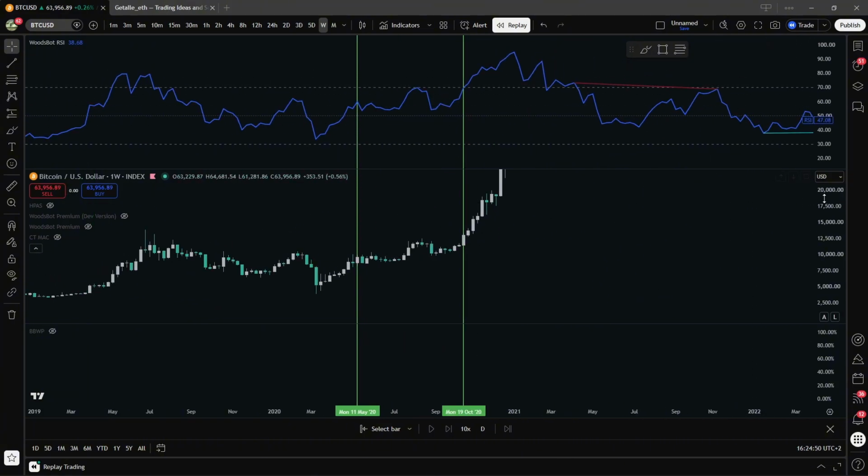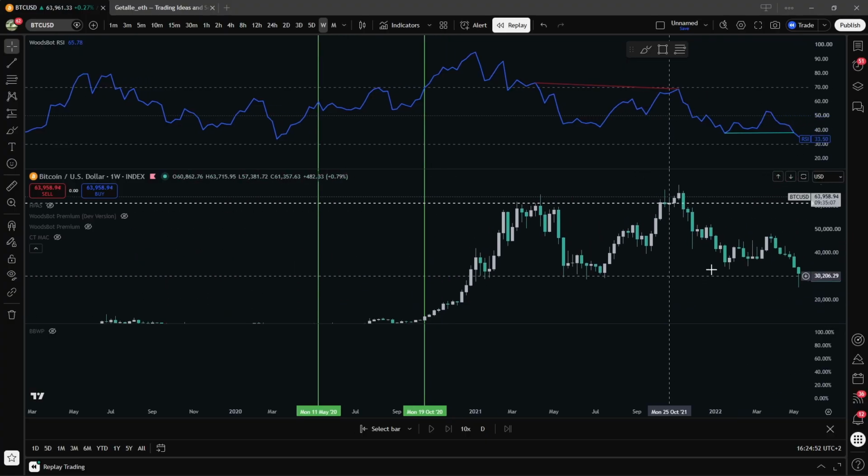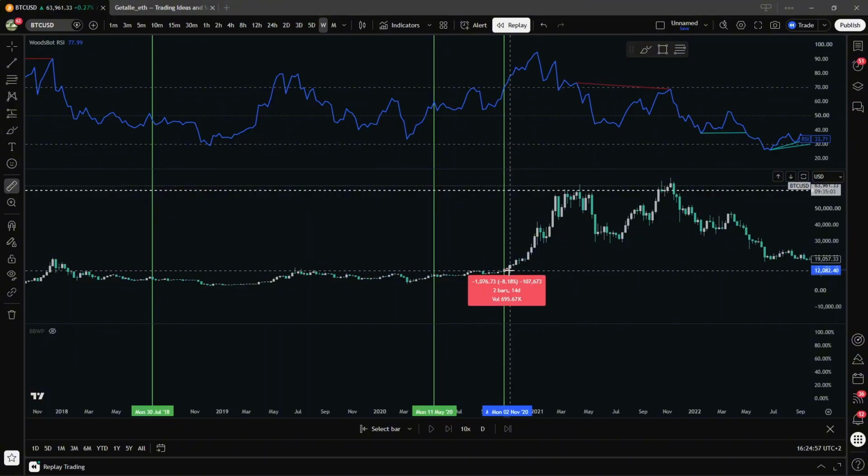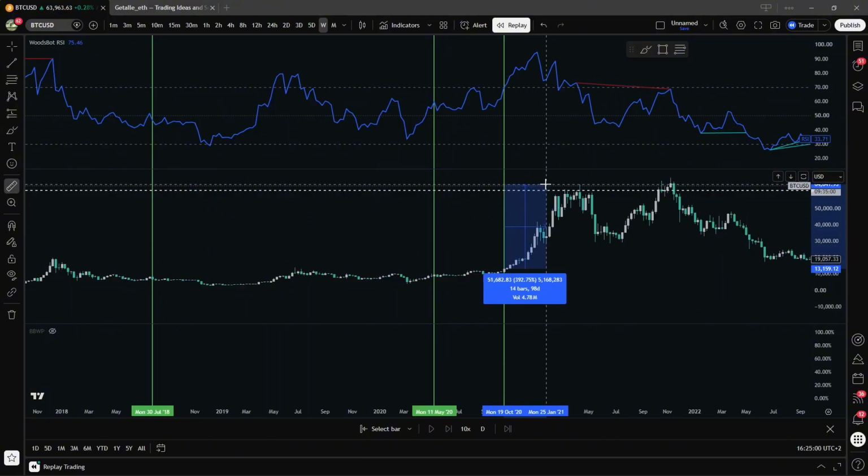RSI accepted above the overbought area, and this was the most bullish signal you can get, from 13k to 64k, when price action was in the overbought area. This is where you get the most impressive moves, when price action is in the overbought area. So just because RSI is in the overbought zone, it doesn't mean you have to short it. I would say the higher the RSI gets, the better the momentum.